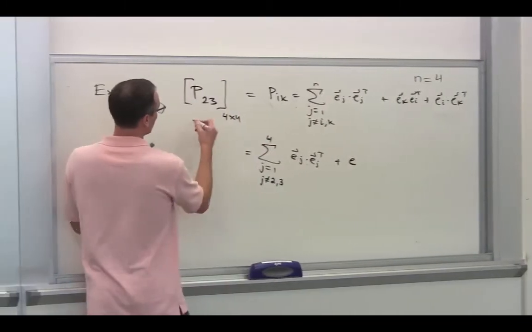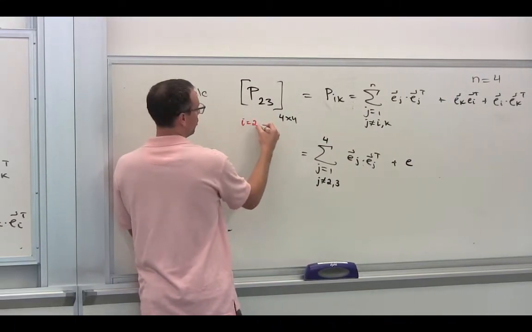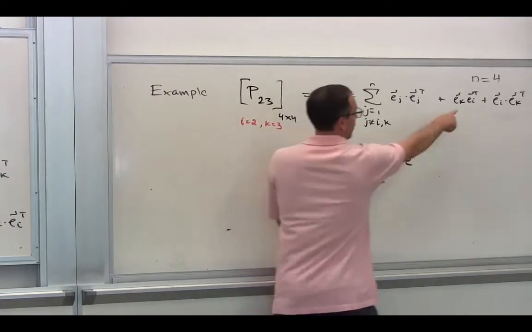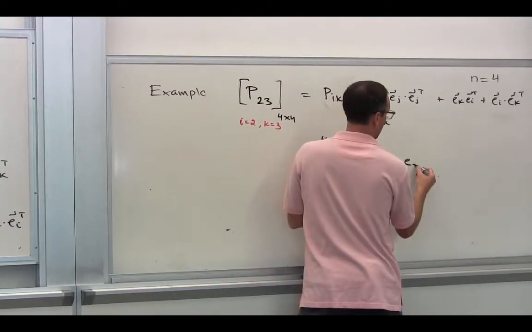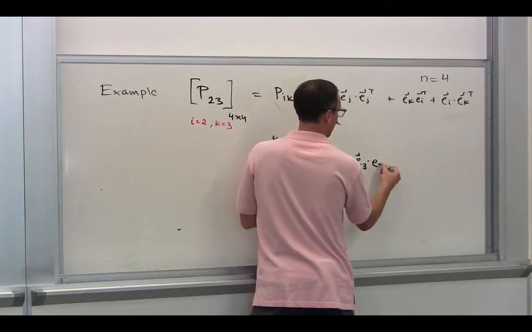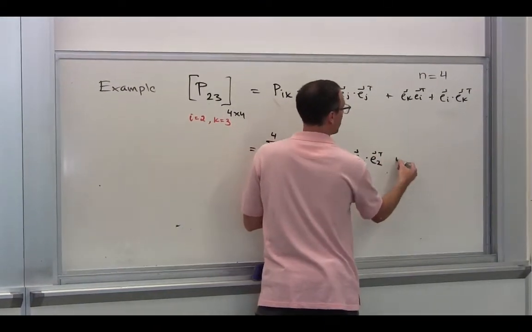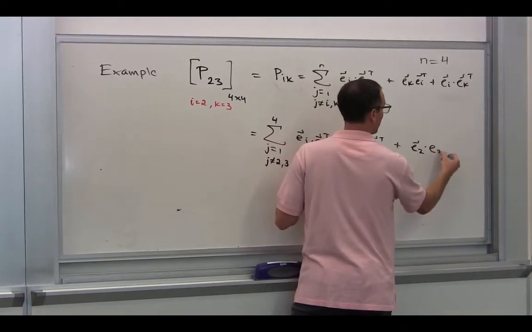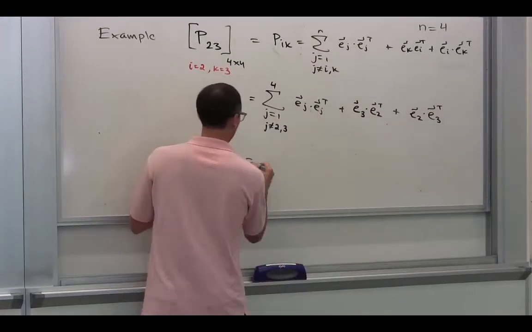Let's go real slow here. So i is equal to what? 2. k is equal to 3. So let's just fill that in. What's this one? e_3 e_2 transpose plus e_2 times e_3 transpose. Okay, let's go ahead and run.